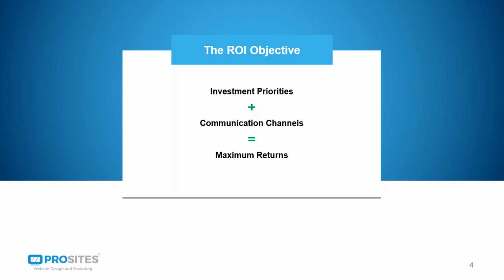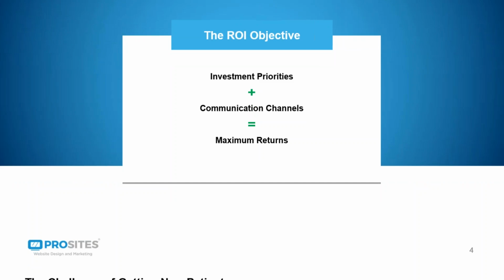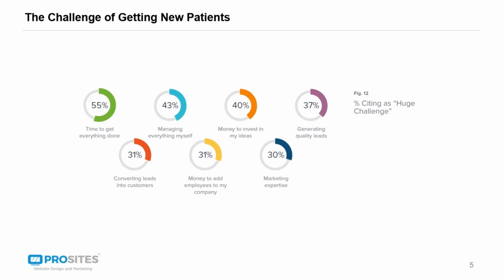So think about it as, I know what I want to do. I know what's important to me. Here are the different communication channels. Which ones, or the different marketing vehicles, provide the maximum return for my practice, and keep doing those until they don't work as well as others. And it's not an easy thing to do.